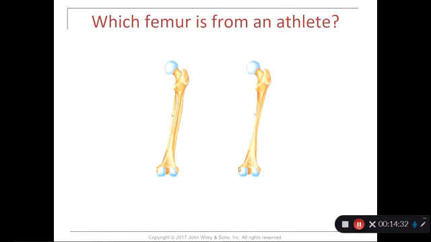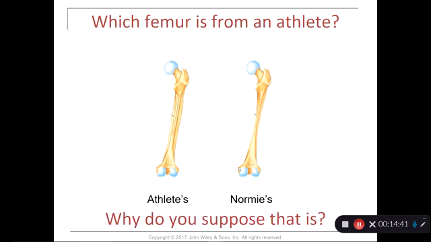With that, let's do a quick thought exercise. Which femur, by the way, do you think is from an athlete? Well, obviously you're not here to answer my question, but you'll see that the one on the left is an athlete's bone and the one on the right is a normie's bone, like you and I. Why do you suppose that is? Okay, not going to waste any more time. Go ahead and pause it if you want to think about it. We're going to go ahead and talk about it now.